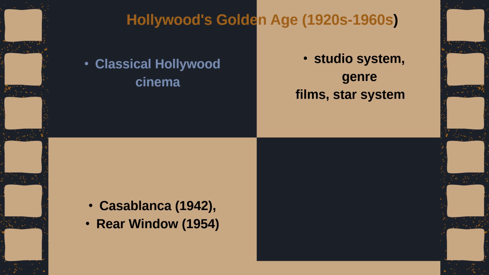The important characteristics of this age were the studio system, genre films that evolved, and the star system. Star system means certain stars, heroes and heroines were given much importance. Stardom was being established with this era. Major films are Casablanca, Rear Window.